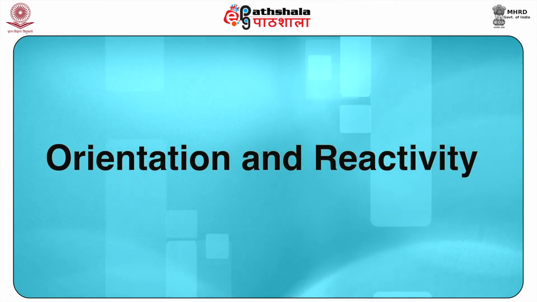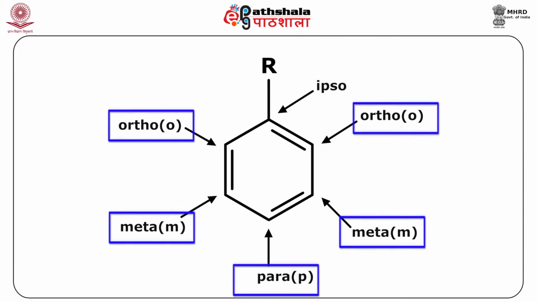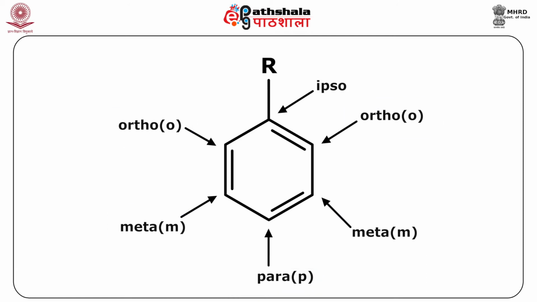Now we take up orientation and reactivity. When an electrophilic substitution reaction is performed on a mono-substituted benzene, the new group may be directed primarily to the ortho, meta or para positions. Although sometimes it is possible that a fourth type of substitution may be encountered, that is ipso substitution, which is a special case of electrophilic aromatic substitution, where the leaving group is not hydrogen but the original substituent itself.